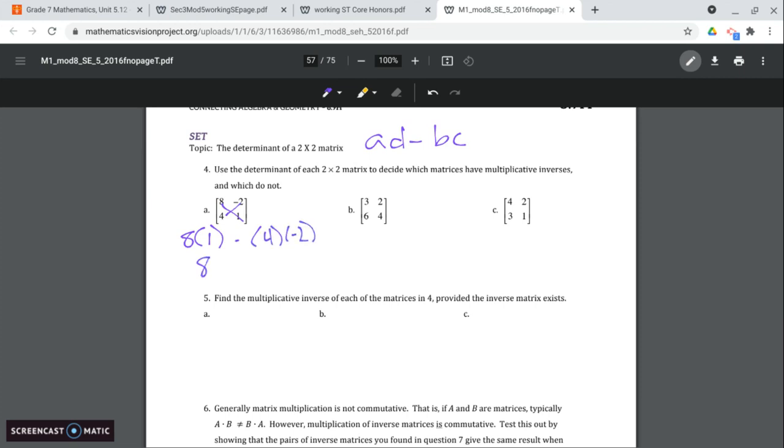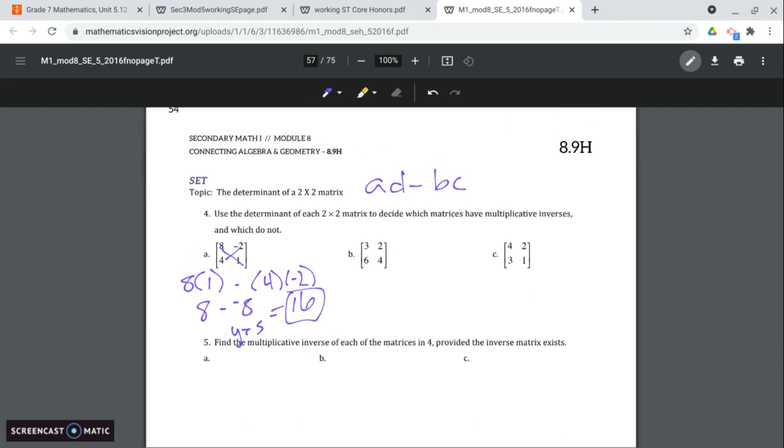8 times 1 is 8. 4 times negative 2 is negative 8, so 8 minus negative 8 equals 16. So yes, it does have a determinant. It does have an inverse. The determinant is 16. So if you get 0 for an answer for your determinant, then there is no inverse. That is the only case in which there's no inverse. Otherwise, there always is one.